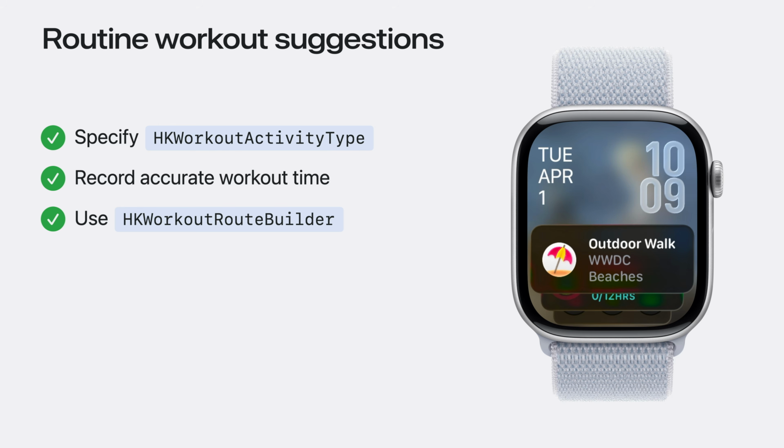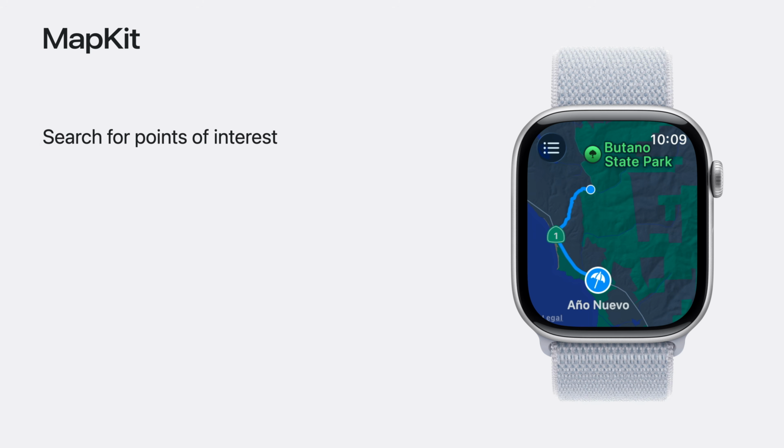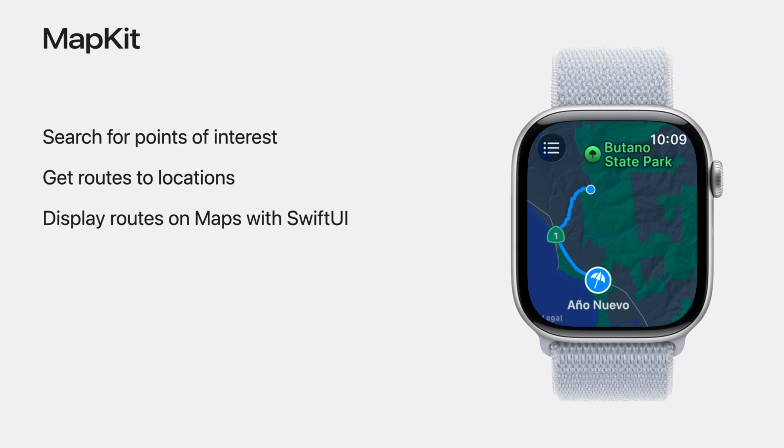Speaking of taking your app to new places, there are many new features available for MapKit in watchOS 26. You can search for a nearby point of interest like a grocery store, get routes to locations using a transport type like driving, walking, or cycling, and show routes as an overlay on a map with SwiftUI, all using the same API you may already be familiar with from iOS. This is great for independent watch apps that would like to find places nearby and show directions.